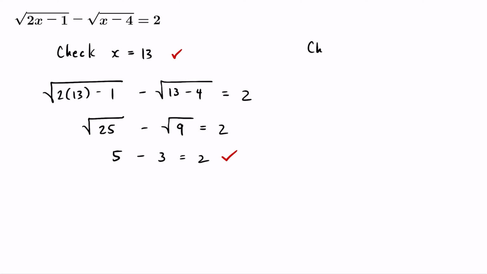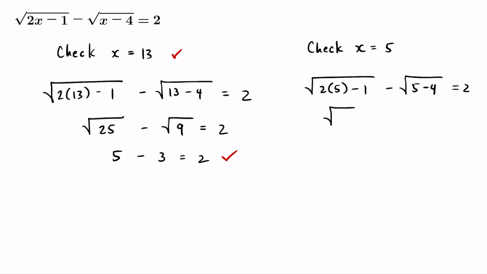Now let's check the other x value, x equal to 5. When x is 5, you'll get the square root of 2 times 5 minus 1, minus the square root of 5 minus 4. Is that equal to 2? This is square root of 9 minus square root of 1. Is this equal to 2? 3 minus 1. Is that equal to 2? The answer is yes. Therefore, both of these values are solutions to our original equation, and our solution set is the set containing these two values, 5 and 13.